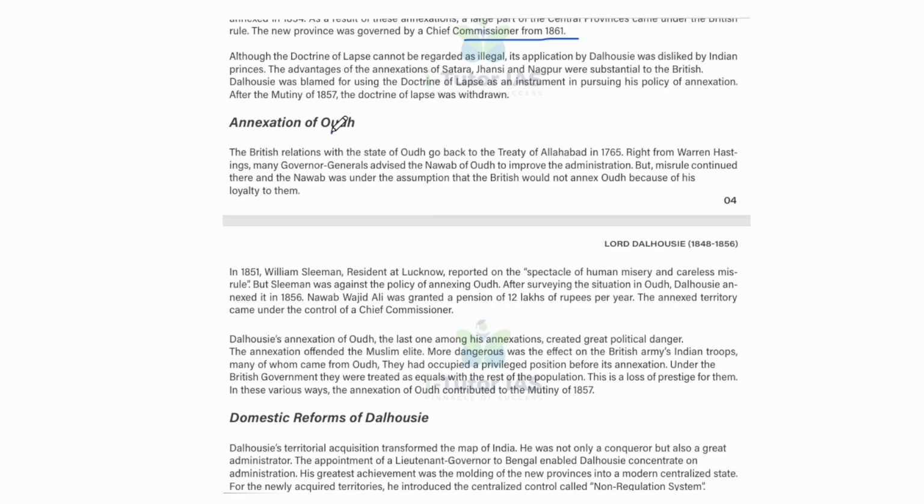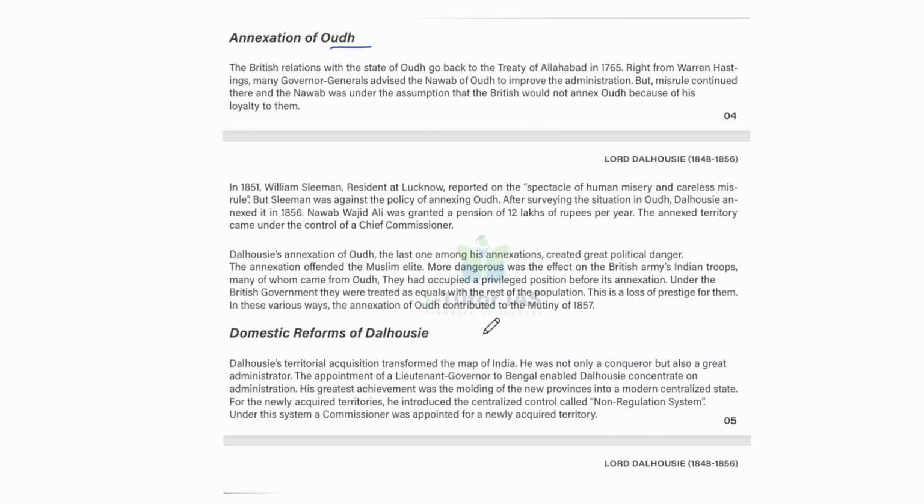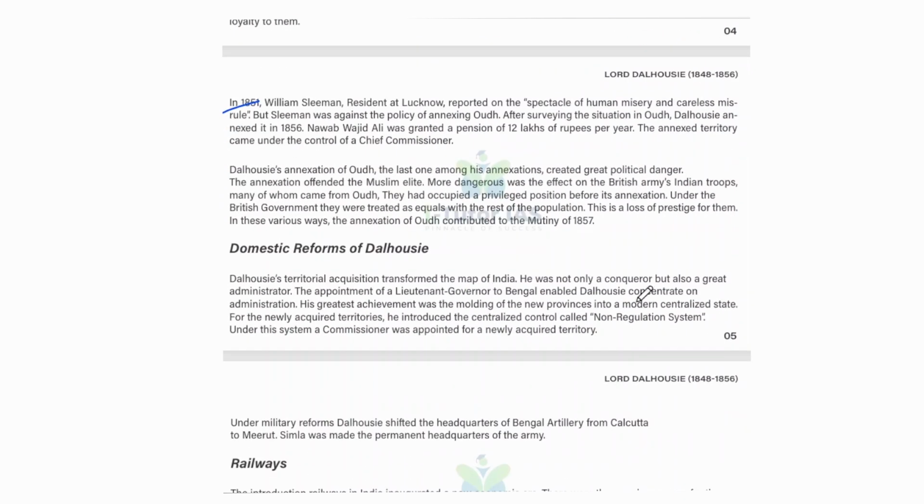Next is the annexation of Oudh. The British relations with the state of Oudh go back to the Treaty of Allahabad in 1765. Right from Warren Hastings, many Governors General advised the Nawab of Oudh to improve the administration. But misrule continued there, and the Nawab assumed that the British would not annex Oudh because of his loyalty to them. In 1851, William Sleeman, resident at Lucknow, reported on the spectacle of human misery and careless misrule, but Sleeman was against the policy of annexing Oudh. After surveying the situation in Oudh, Dalhousie annexed it in 1856, and Nawab Wajid Ali was granted a pension of 12 lakhs of rupees per year, and the annexed territory came under the control of a Chief Commissioner.